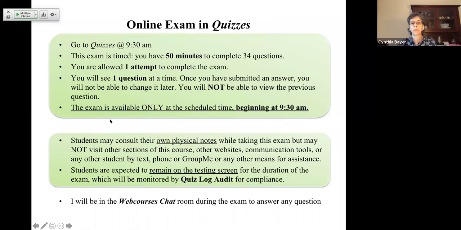Right. Remember, I told people that you should be creating your own review sheets. You can have those physical notes in front of you. You are not allowed to go to other parts of the web course. You're not allowed to go to any other websites. You're not allowed to interact with any other students or anybody else. This is an exam. I'm asking you to show me what it is that you know. So you could have a couple review sheets.